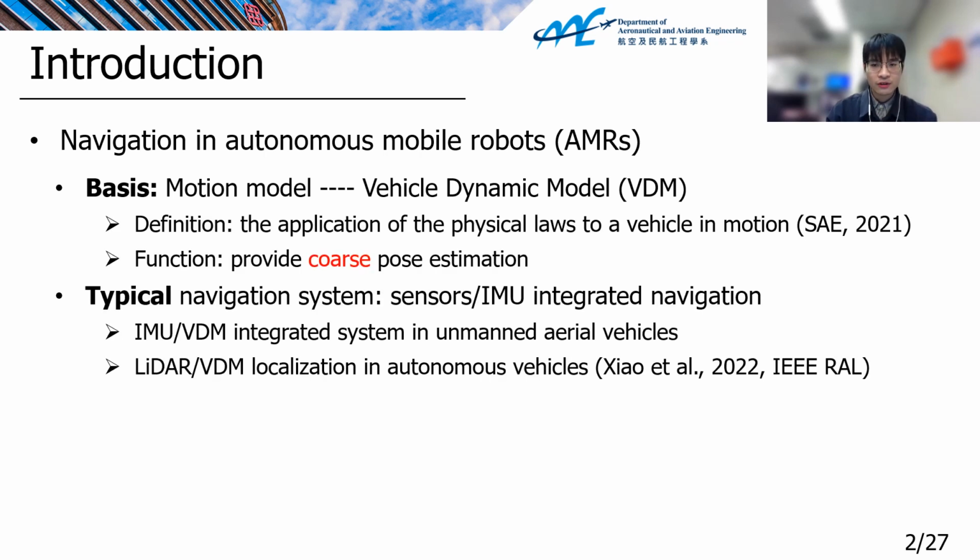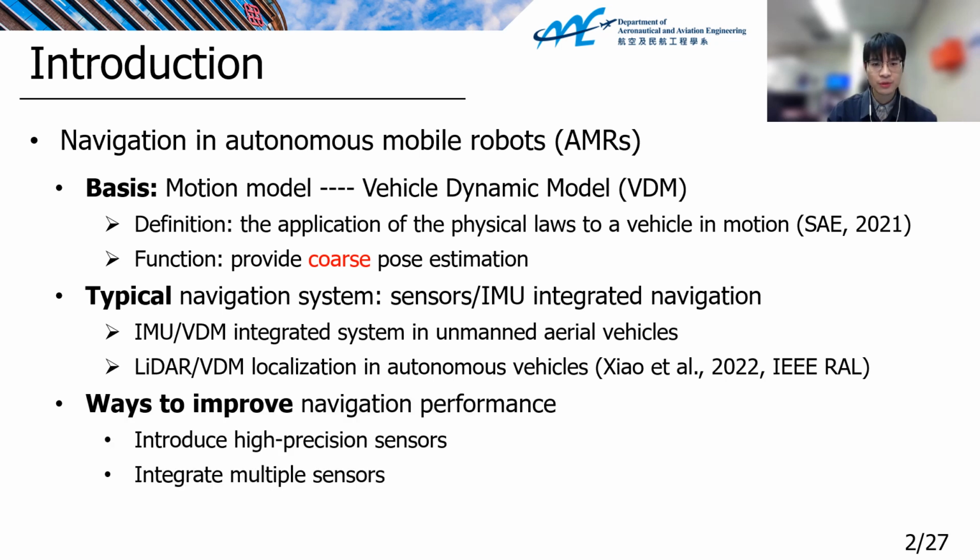According to the definition in SAE, vehicle dynamic model is the application of the physical laws to a vehicle in motion, and its function is to provide course pose estimation. We can see that so many typical navigation systems adopt the vehicle dynamic model. For example, IMU VDM integrated system in the UAVs and LiDAR VDM localization in autonomous vehicles.